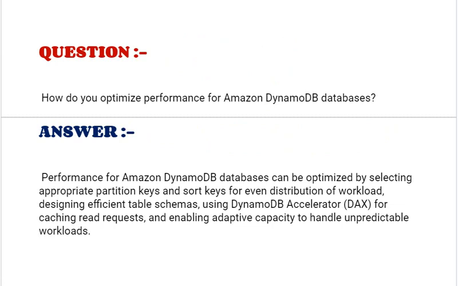Our interview question based on SysOps Administrator Associate is: how do you optimize performance for Amazon DynamoDB databases? Your answer should be: performance for Amazon DynamoDB databases can be optimized by selecting appropriate partition keys and sort keys for even distribution of workload, designing efficient table schemas, using DynamoDB Accelerator (DAX) for caching read requests, and enabling adaptive capacity to handle unpredictable workloads.